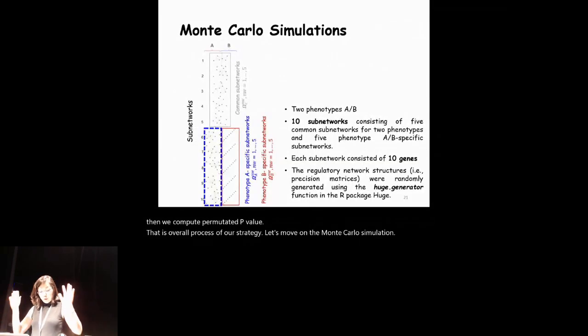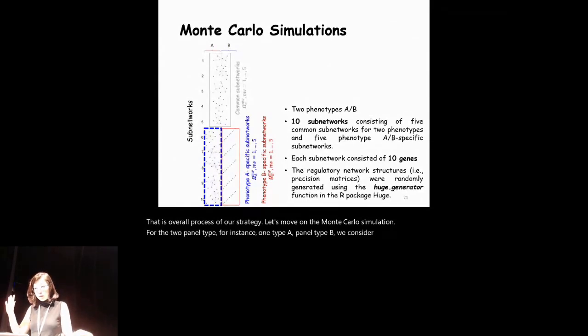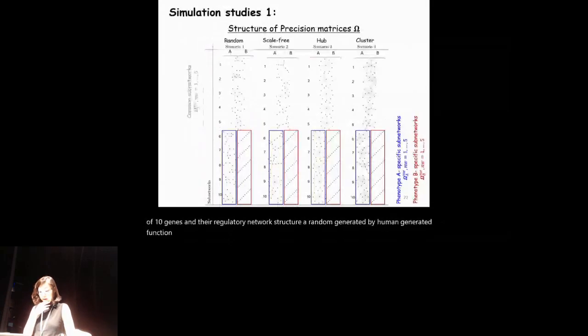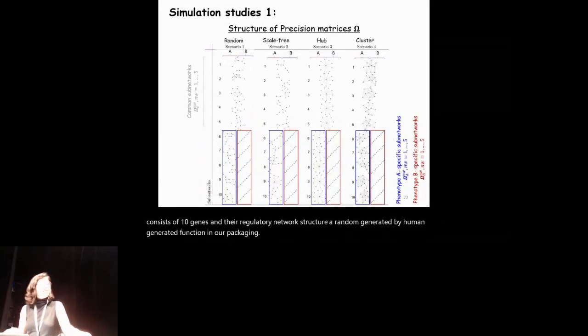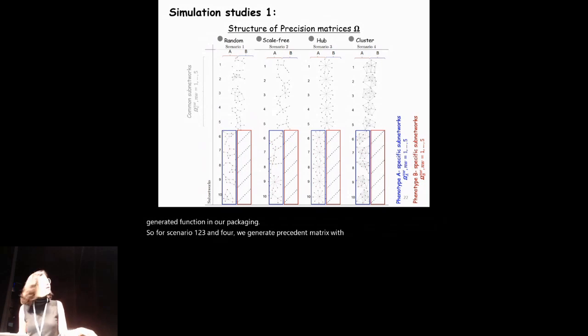For the two phenotypes, phenotype A and phenotype B, we consider 5 common subnetworks, and 5 phenotype A and phenotype B specific networks were also considered. Each subnetwork consists of 10 genes, and their regulatory network structures are randomly generated by a function in the R package. For scenarios 1, 2, 3, and 4, we generate precision matrices with random, scale-free, hop, and cluster graph structures.